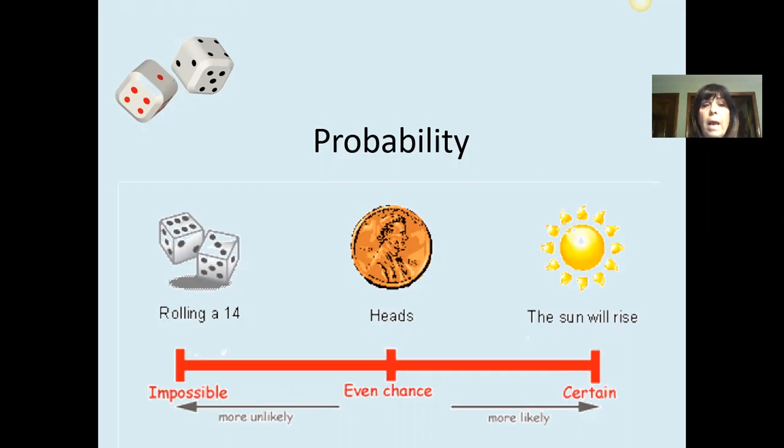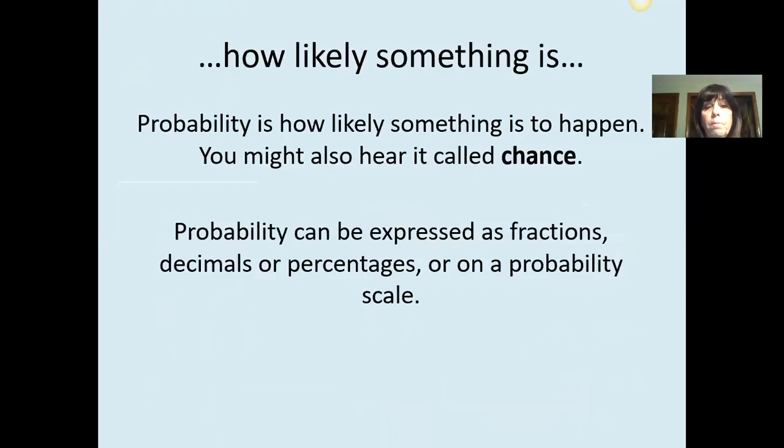So I have a few examples. One is rolling the number 14 on a set of die. That is something that's called impossible, so it has a 0 probability. If I go to the middle, I have a coin, and if I want the probability of tossing a head, I will have a 1/2 probability, which is an even chance. And the last example that I have is that the sun will rise, and that will be a certain probability, maybe not tomorrow, but it will be in the future. So we could have a probability going from certainty to impossibility.